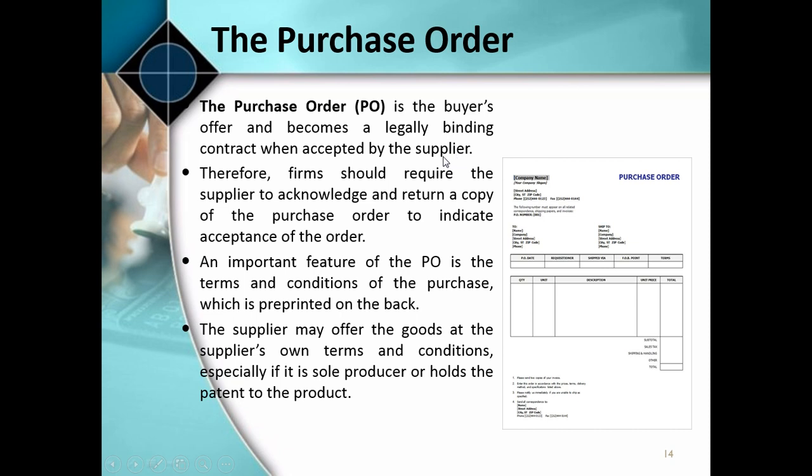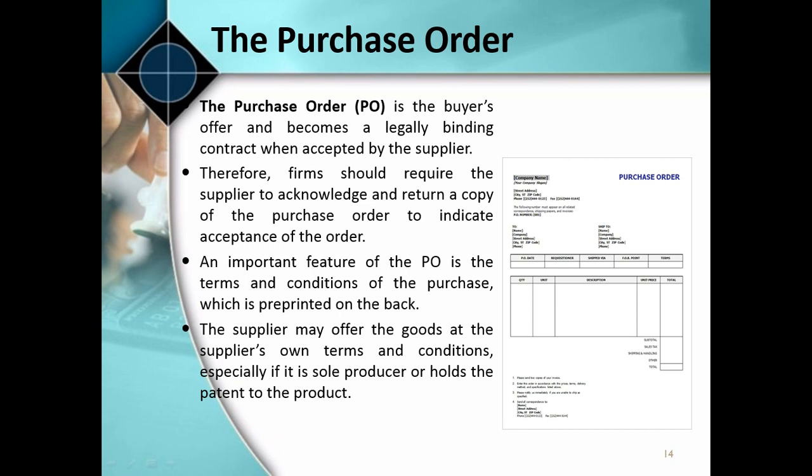Okay, so purchase order ni adalah bila buyer ni, kita dah setuju dengan apa yang supplier nak bagi. Okay, so tu kita panggil sebagai purchase order. Okay, so therefore firms should require the supplier to acknowledge a copy of the purchase order to indicate acceptance of the order. Okay, so biasanya bila kita dah proceed dengan purchase order ni, organisation patutnya ada copy purchase order sebagai tanda yang memang supplier dah receive apa yang kita order.